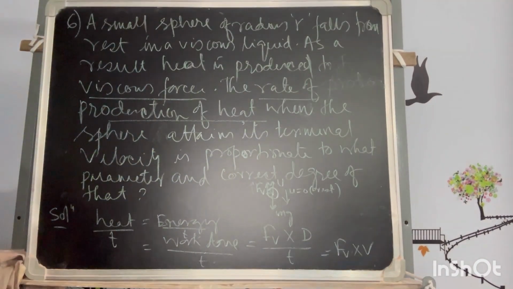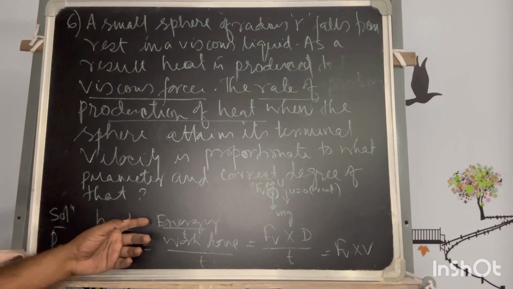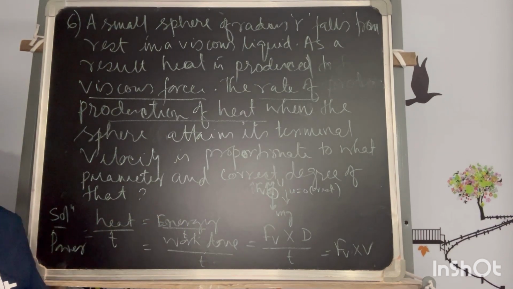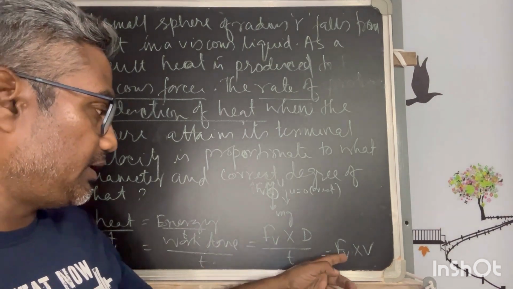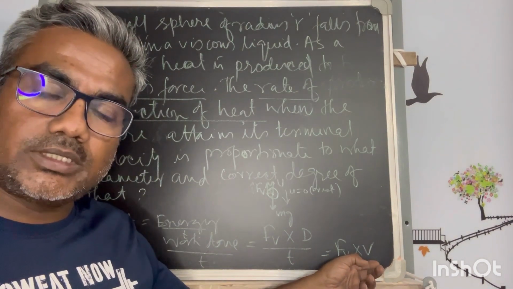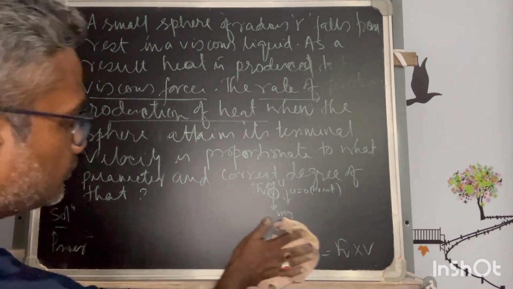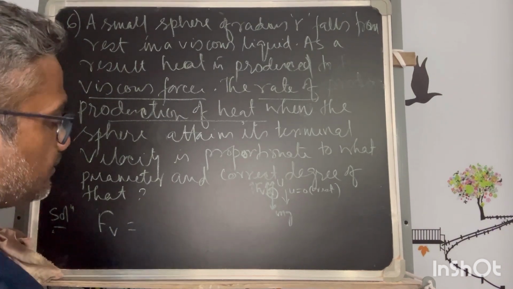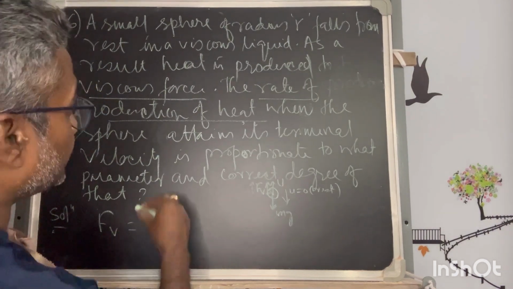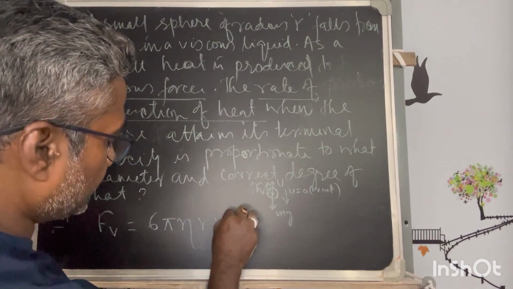Now when it is force into velocity, that means it is talking about power. So what is power? The rate of doing work, or energy per time. That is your power. So if I multiply the force Fv into the velocity, I will get power. This is the ultimate aim for us. Now what is the force acting here? Fv for a spherical body, following Stokes law, is 6 pi eta r v.